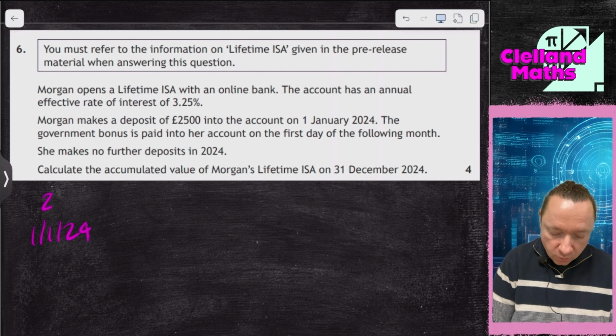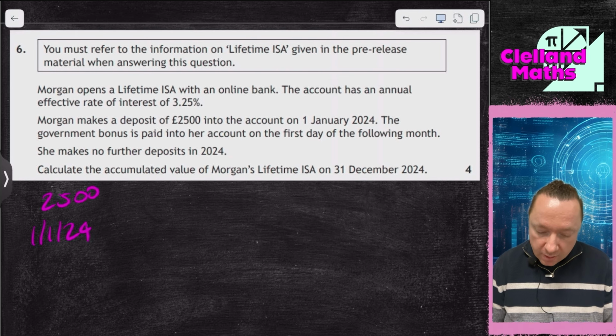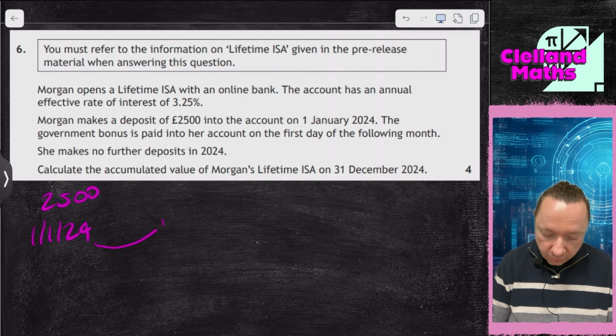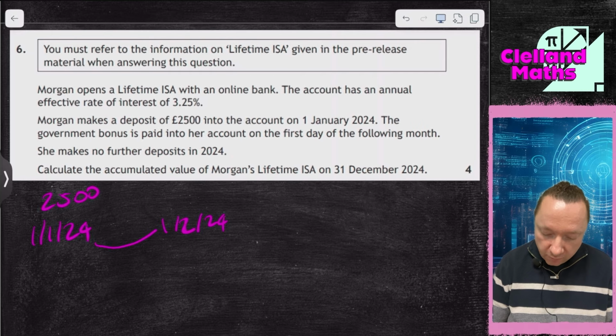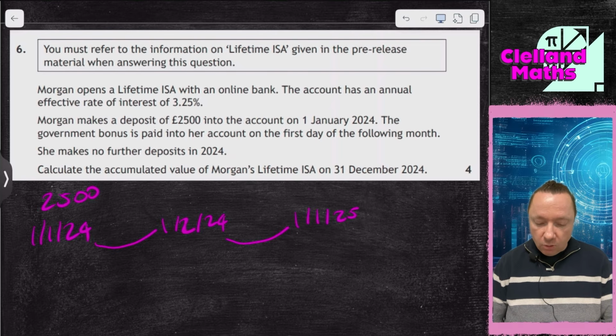So I'm setting up a timeline, $2,500. The government bonus is paid into her account on the first day of the following month, on the 1st of the 2nd, 24. She makes no further deposits in 24. Calculate the accumulated value of Morgan's lifetime ISA on the 31st of January 24, which is the same as the 1st of January 25, essentially. So we need to work out what this bonus is.